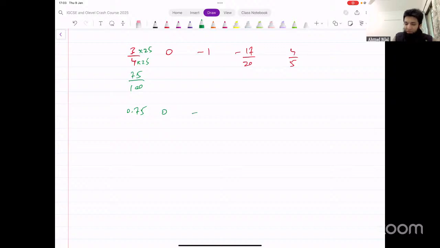Then the next is 0, -1. They're kind of obvious. What about this one? 20 is what you have in the denominator. You can multiply that by 5. So multiply both the numerator and denominator by 5. And that's going to give you minus 85 over 100.